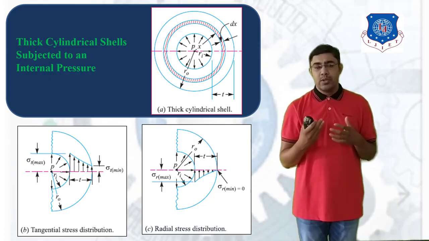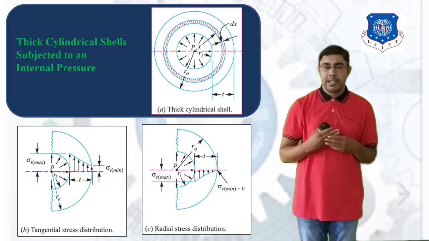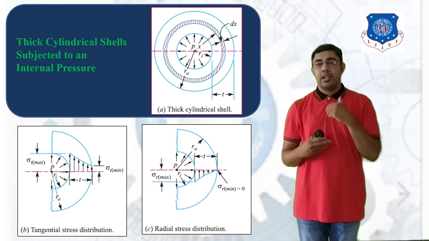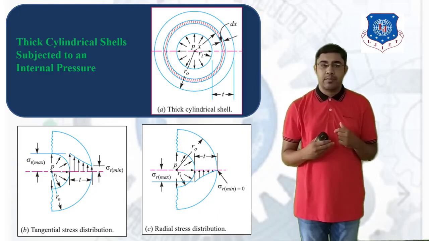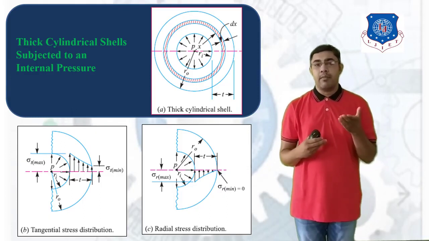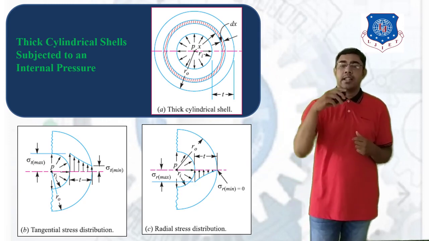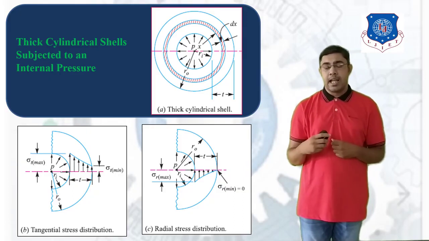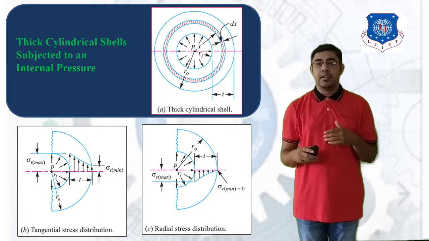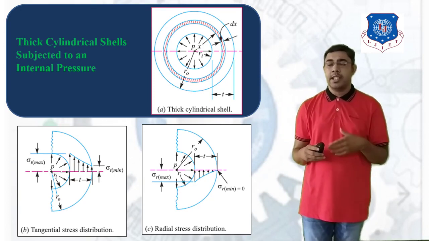In the radial stress distribution, there is maximum radial stress at the inner surface of the cylindrical cell, and it gradually decreases and becomes zero at the outer surface of the cylindrical cell. If you see here, the radial stress is in compression mode, so it is in the downward direction. So the radial stress sigma r is maximum at radius Ri, and minimum at the outer surface of the cylindrical cell, where it is zero.